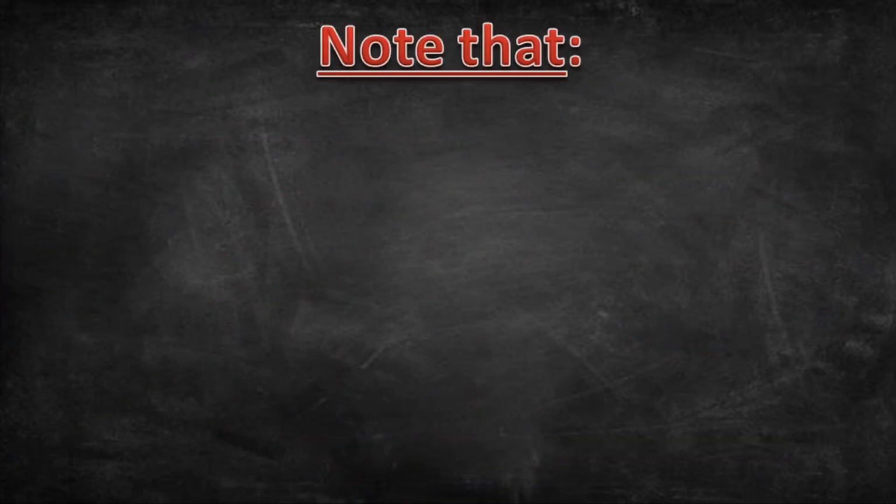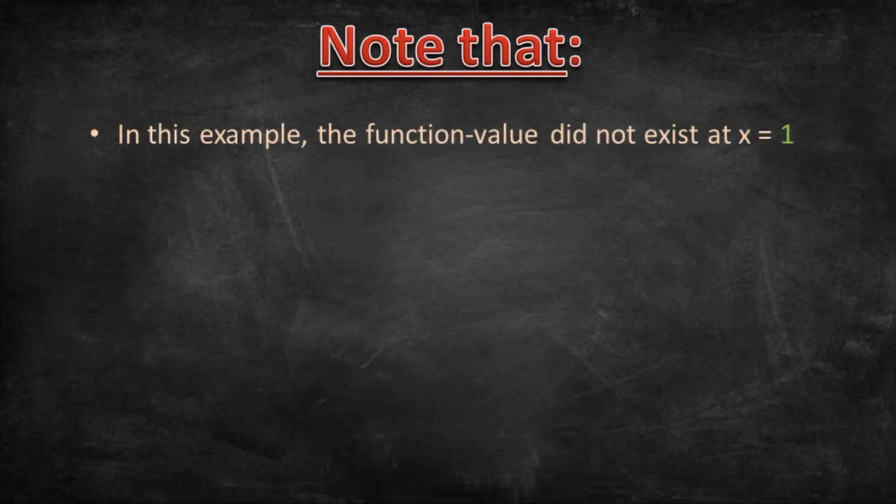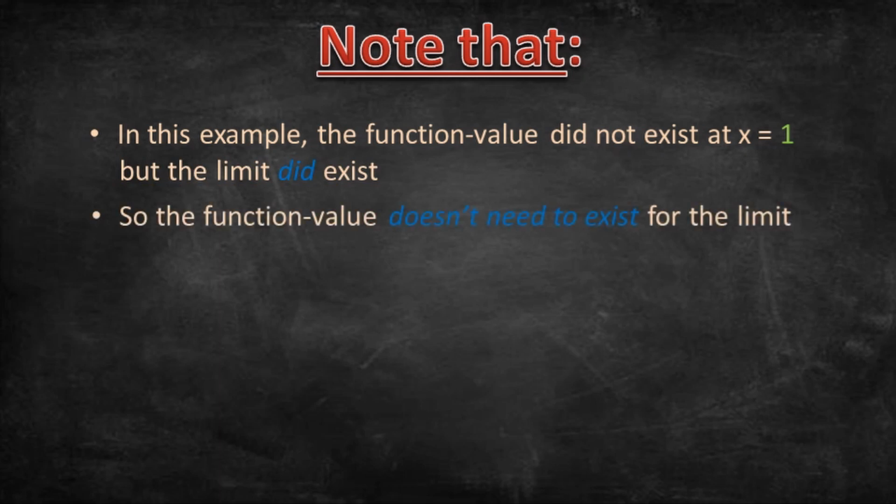You should note that in this particular example, the function value did not exist at x equal to 1, but the limit did exist. So the function value doesn't need to exist for the limit to exist at a point.